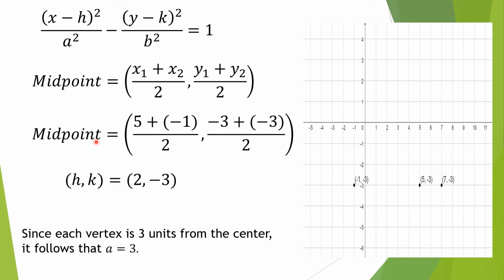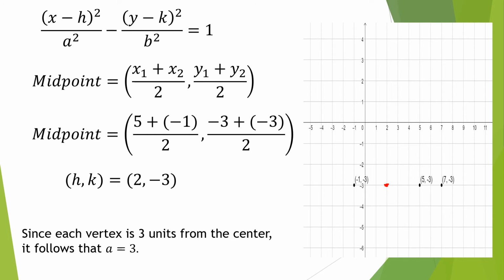So let us substitute to find the (h, k). So x sub 1 is 5, x sub 2 is -1, y sub 1 is -3, and y sub 2 is -3. Then, simplifying, we have (h, k) is (2, -3). So, aton center is located here at the point (2, -3).